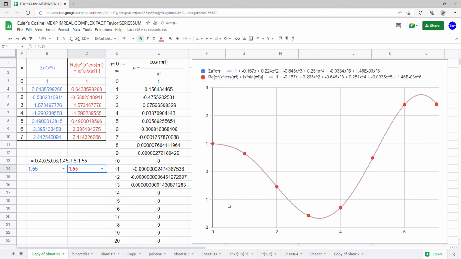An expanding cosine function. So this completes the use of the functions IMEXP, IMREAL, complex, factorial, and SERIESSUM to generate the Euler's cosine and its Taylor series expansion.